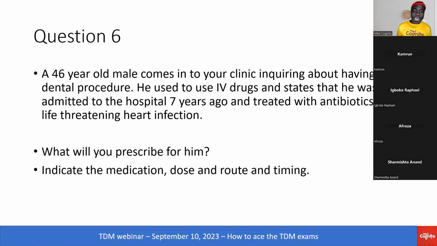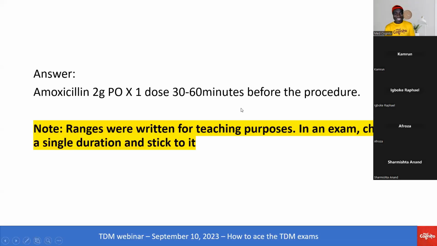Amoxicillin. Okay, dose, route and the timing. Amoxicillin, 2 grams, 1 hour before the procedure. Good. So amoxicillin, 2 grams by mouth, PO times one dose. And remember, don't put a range. I put the range so that it is for your learning, but when you are writing the exam, don't put a range. You can give it 30 minutes to 60 minutes before the procedure. Or clindamycin, 600 milligrams, 1 hour before the procedure.